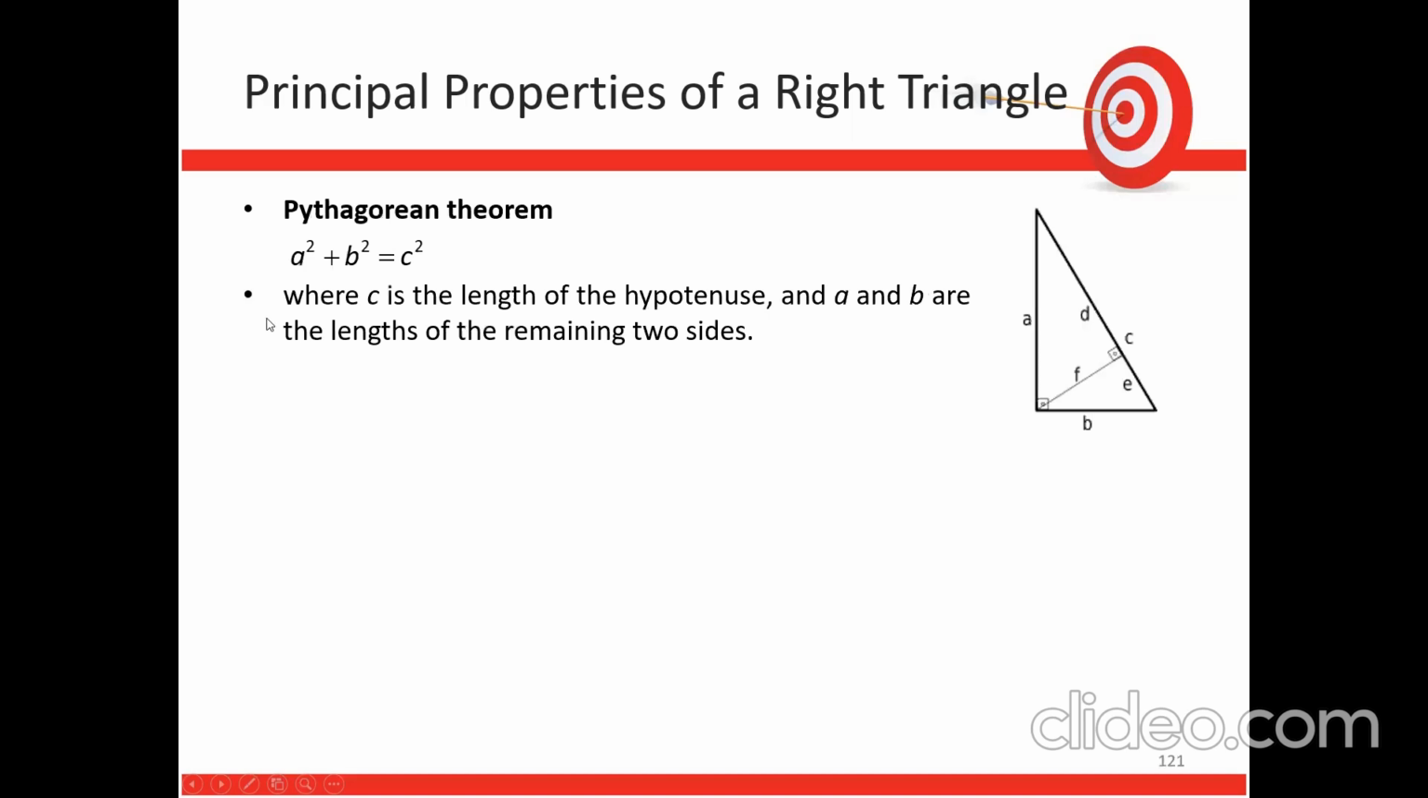Pythagorean theorem, siyempre A squared plus B squared is equal to C squared, where C is the length of the hypotenuse and A and B are the lengths of the remaining two sides. Yan yung mga properties of a right triangle.